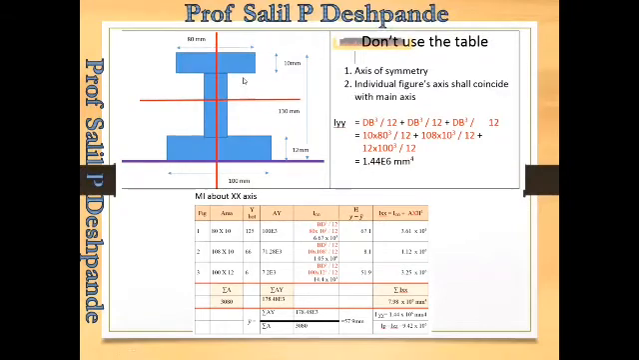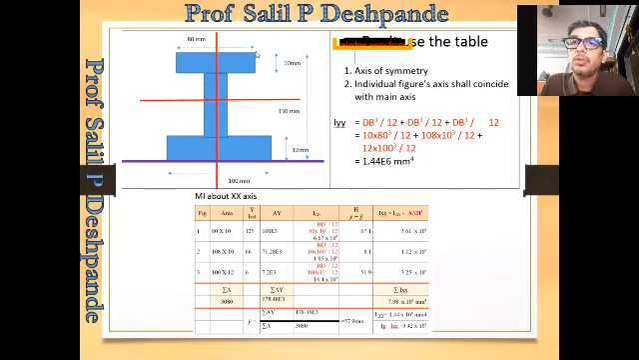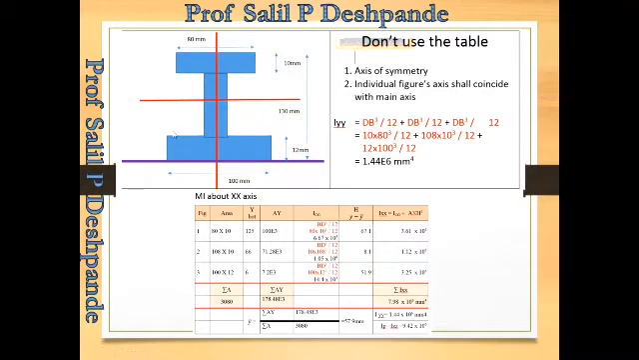Okay, so this is the I section. This is called an unsymmetrical I section. Why is it called unsymmetrical? Because, as you can observe, the top part is called the flange, and the bottom part is also a flange. So the top flange and bottom flange are different. In the I section, the top flange and bottom flange are different. Therefore, it is called an unsymmetrical I section.